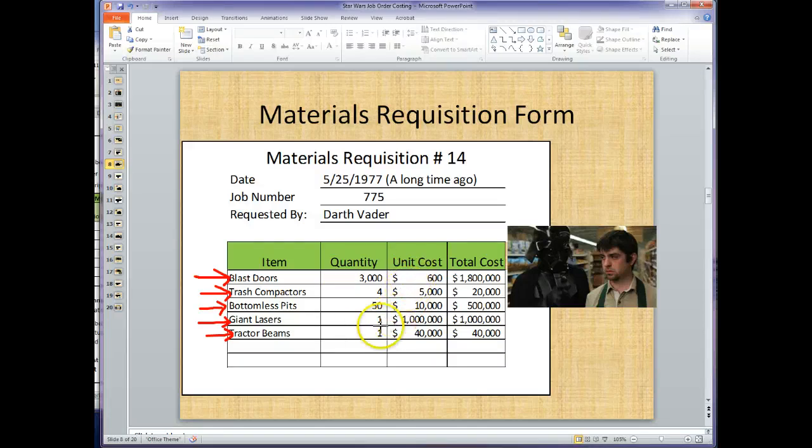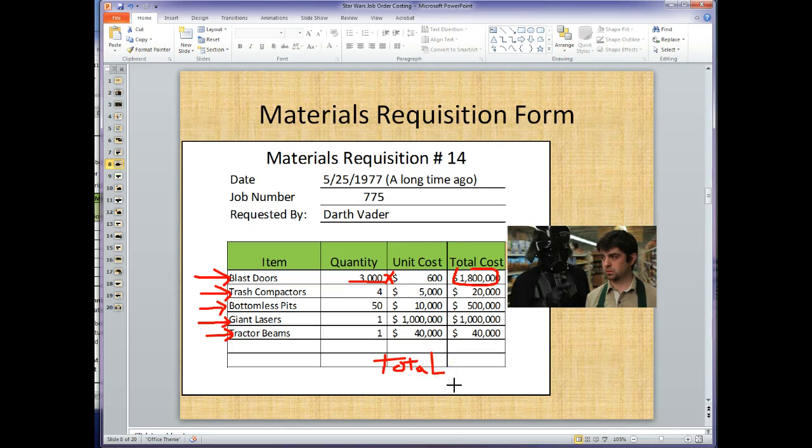Here's how much this costs, right? So 1 giant laser costs $1 million. 1 blast door costs $600, right? But they want 3,000 of them, so then here's your total cost. You get that by multiplying your quantity times your unit cost. Sometimes you're going to see a total down here. Sometimes you have to total it yourself.